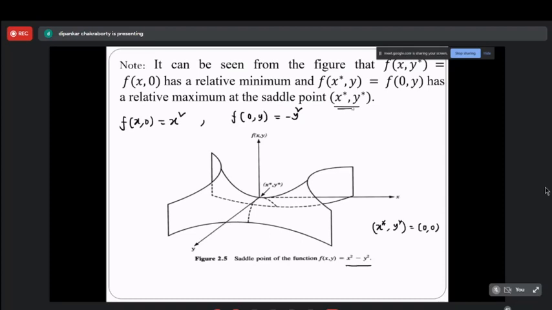Okay? So the characteristic of a saddle point, as I mentioned, is that it corresponds to a relative minimum and relative maximum. If you consider only one variable at a time, then it will give you either a relative maximum or a relative minimum. Is it okay? This is one insight of the saddle point. If you examine the saddle point, you are going to find this kind of property. Is it okay?